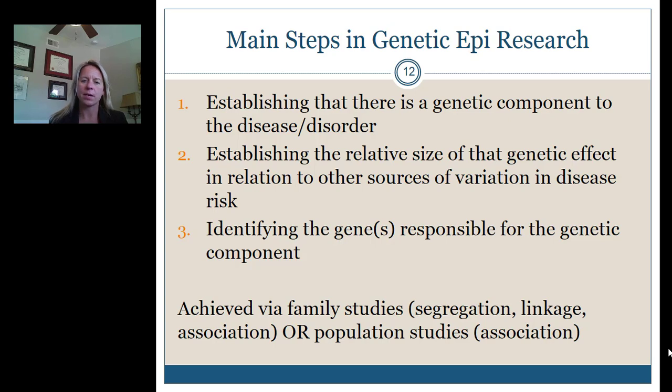And then the third step is to identify the gene or genes responsible for the genetic component if we're able to do that. So how we do all of this is achieved through a myriad of ways, consisting of family studies, which I'll discuss shortly, and population level studies.